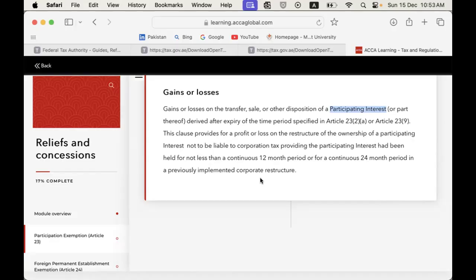The 12-month condition is very much there. And another thing is, or for a continuous 24-month period in a previously implemented corporate structure. So if it were a case of restructuring, then the holding period changes to 24 months.